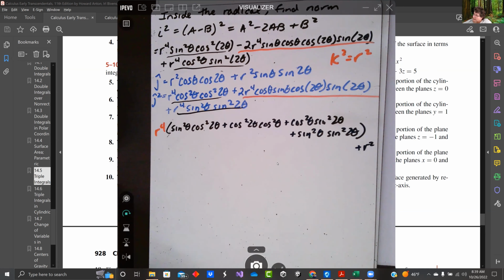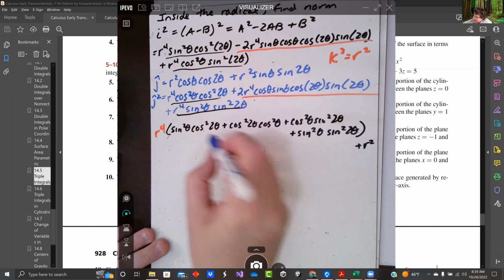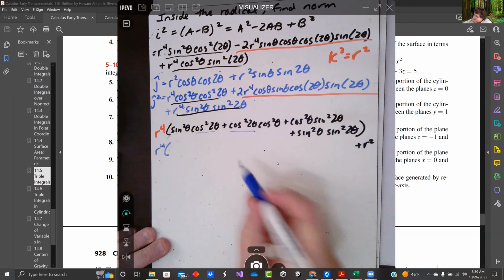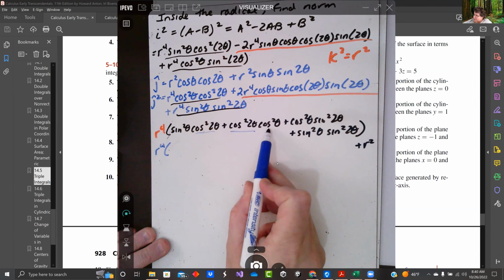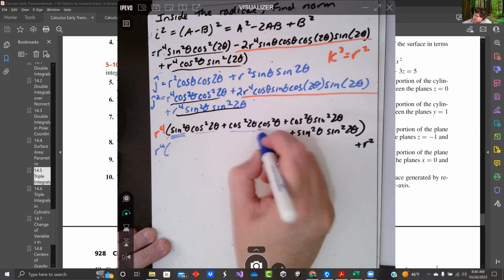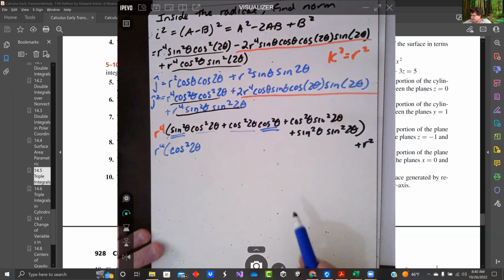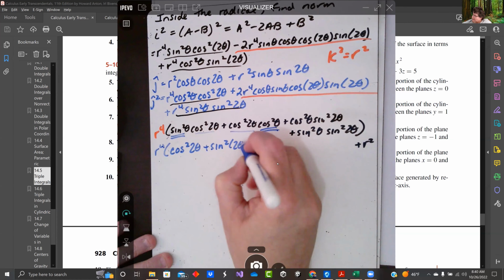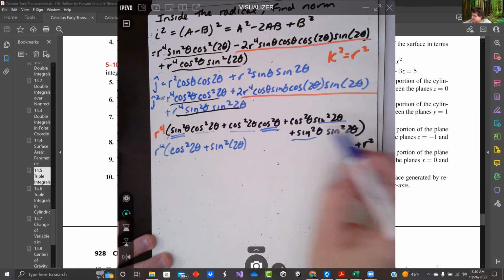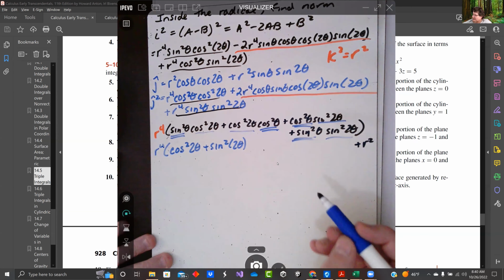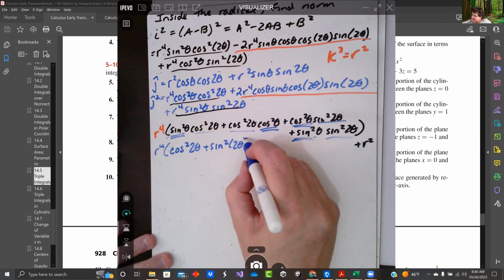I can see it. If I group the cosine squared 2 thetas together, I've got sine squared theta plus cosine squared theta, which is just 1. So this just gets me cosine squared 2 theta with that group. And this group, if I group together the sine squared thetas, I'm left with cosine squared and sine squared again. That goes to 1, so that's that.